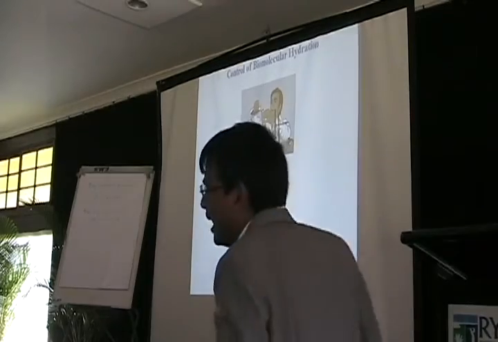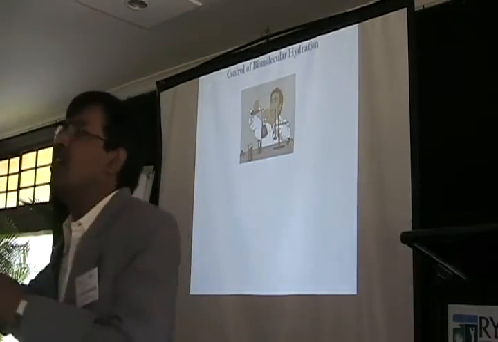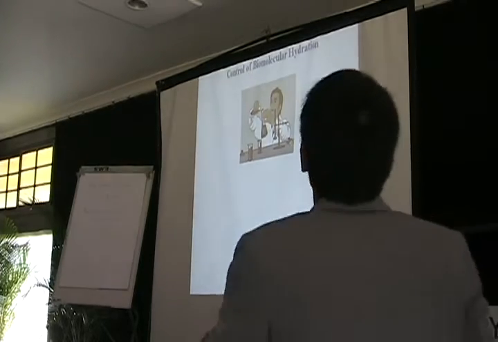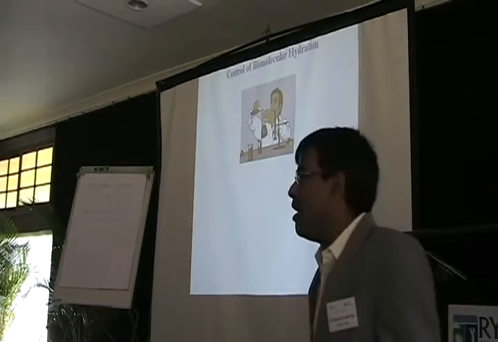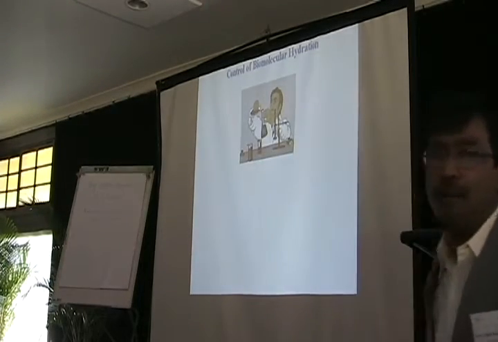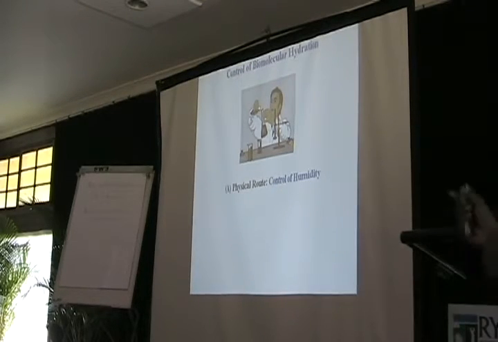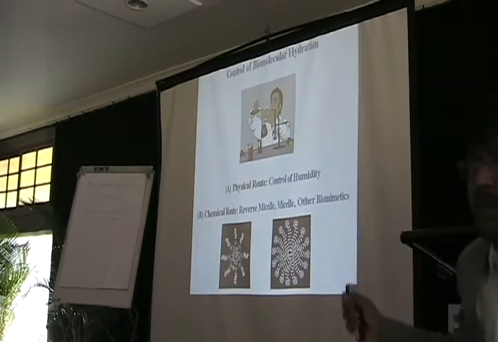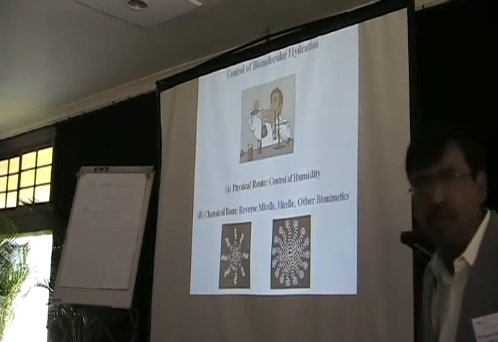Now we found that hydration dynamics, we know the real time scale, we know how far they extend from the surface of a protein or the DNA, we know everything. Now our question is, can we control the biomolecular function by controlling the dynamics of hydration? That is our basic question. One route of doing this is called the physical route, which is a control of humidity. Another route is called the chemical route, that is reverse micelle and other biomimetics.